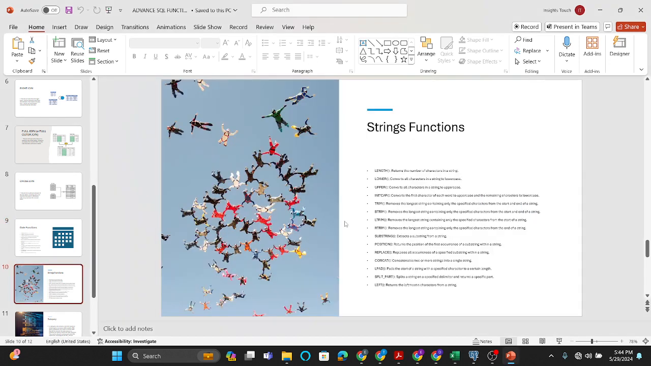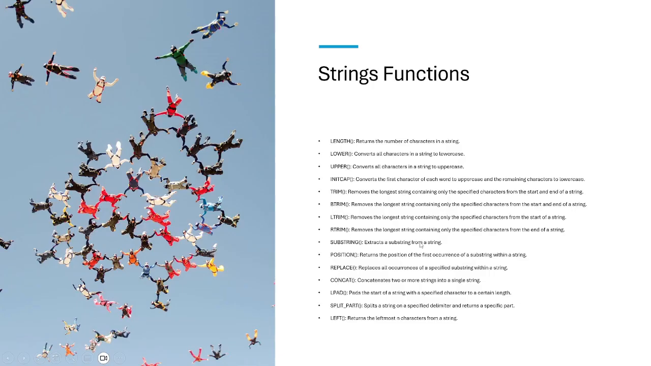We have the string functions. Sorry, this is actually so tiny. So we have different types of string functions, just like we have in Excel. When we talk about Excel, we have different types of string functions. We have the length, we have the lower, we have the upper. Length returns the number of characters in the string. Lower converts all characters to lowercase, while upper converts all characters to uppercase.